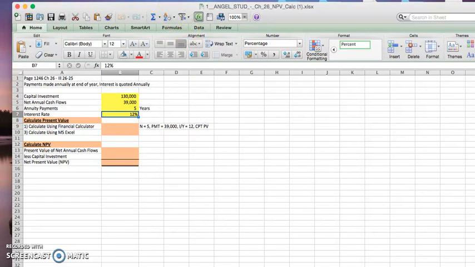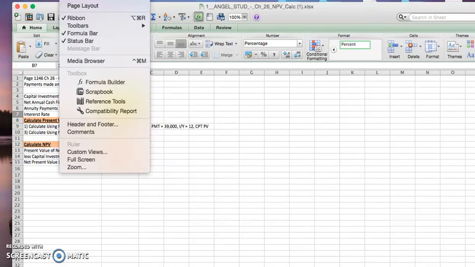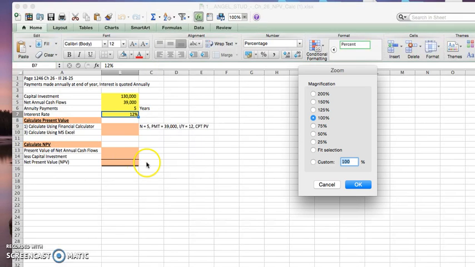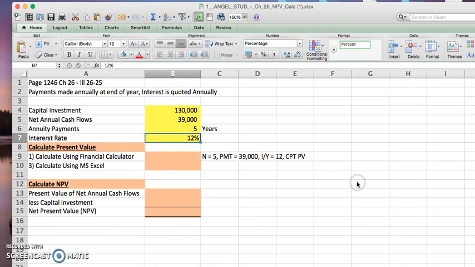So let me see if I can make this a little bit larger for you. Zoom, maybe 150% might work for this. Great. So hopefully you can see this.